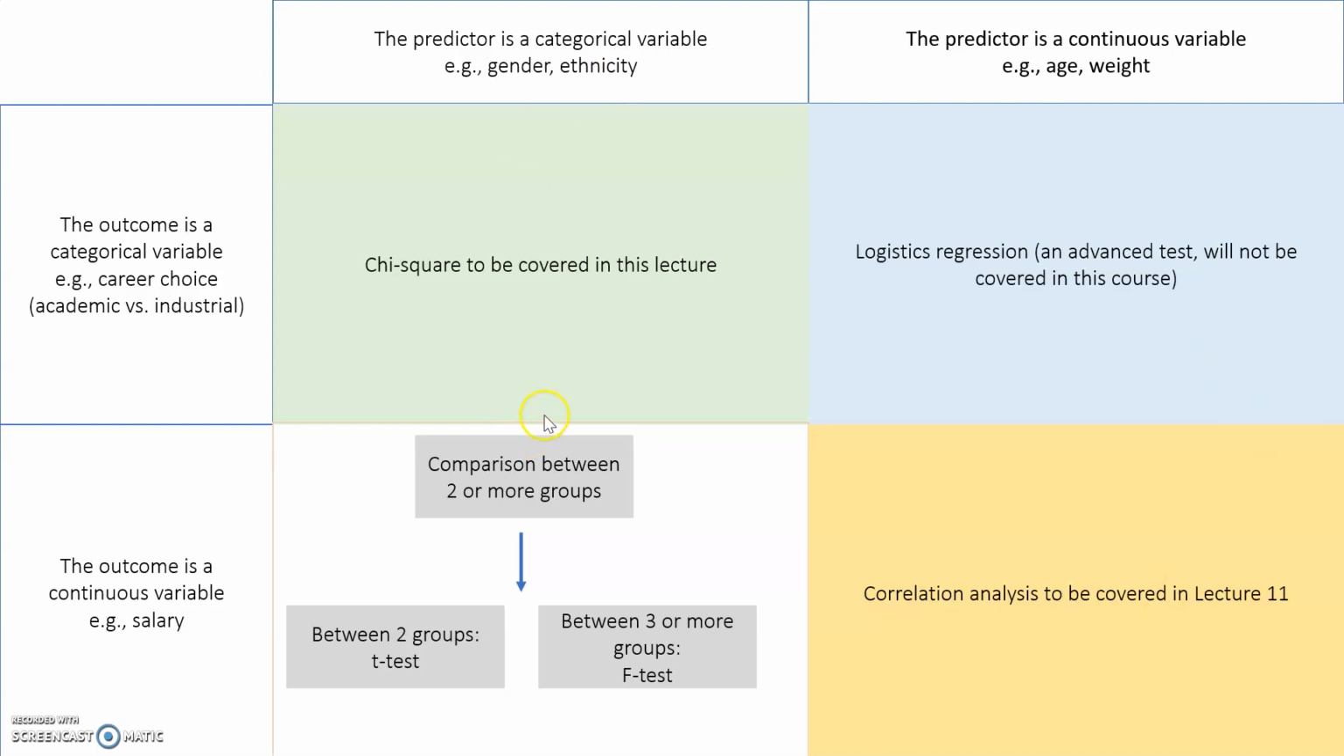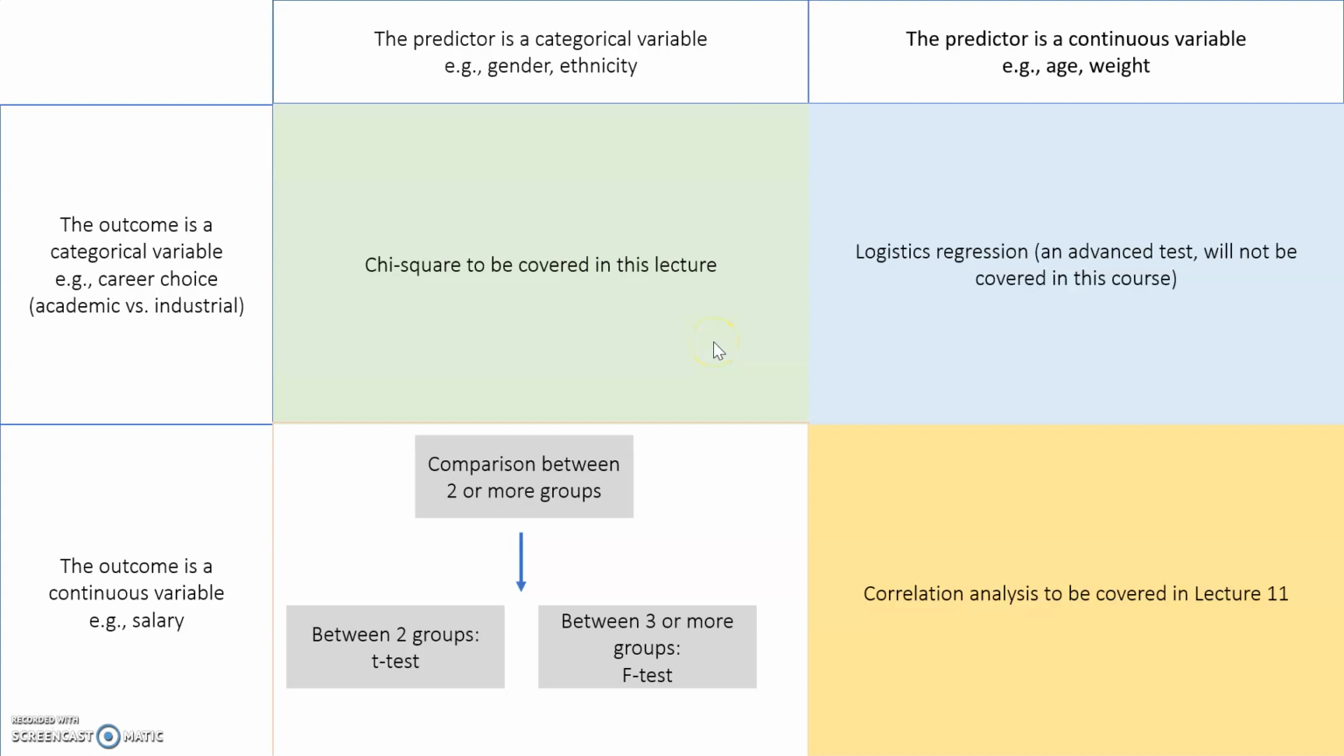So this is a summary of all the tests we've learned so far, and I hope this can give you a clear picture or clear summary about all the tests and some direction or guidance about which test to use given a circumstance. Okay, so let's talk about this chi-square test.